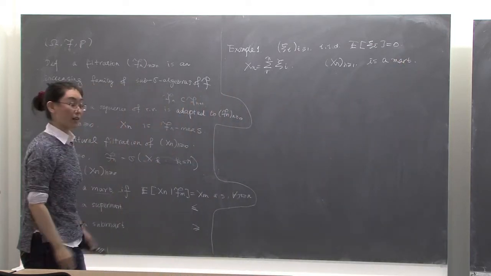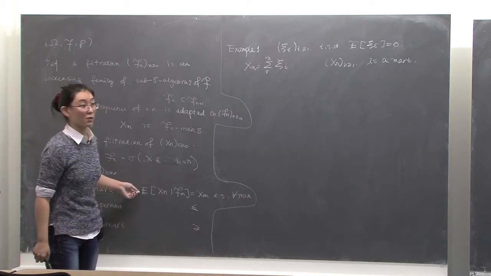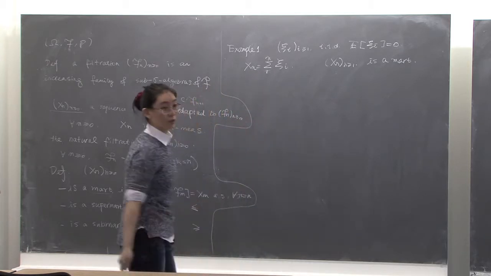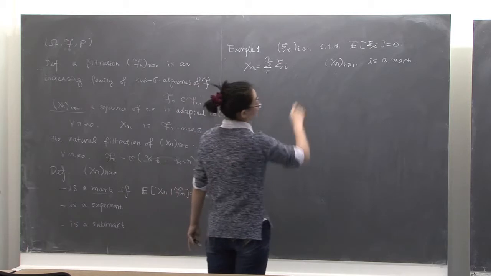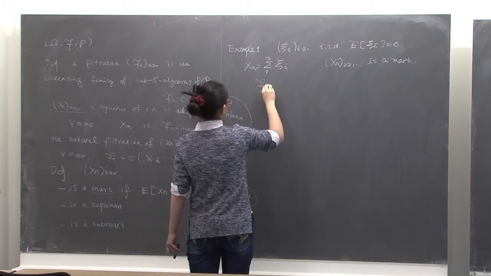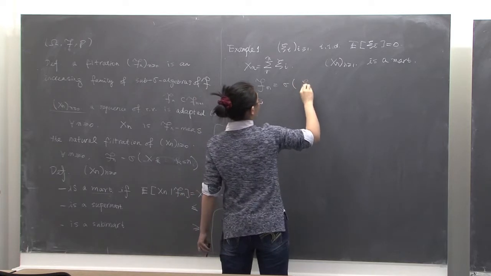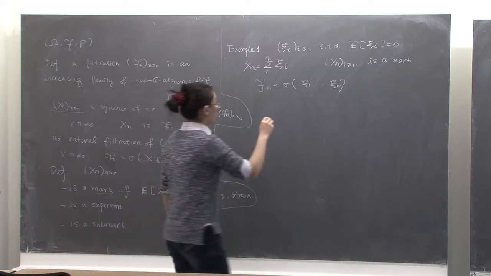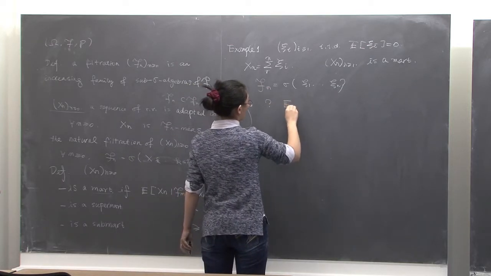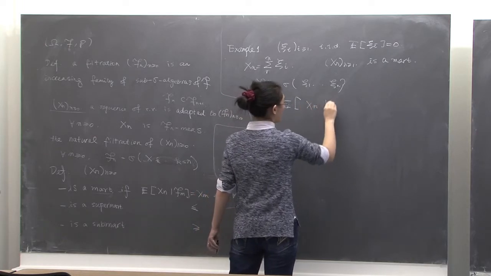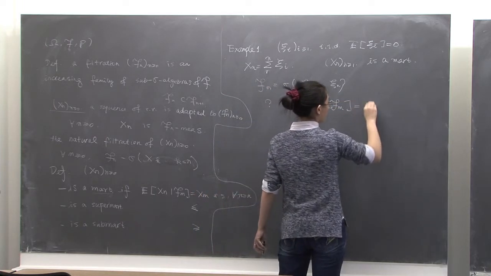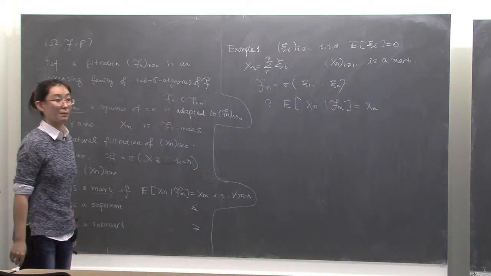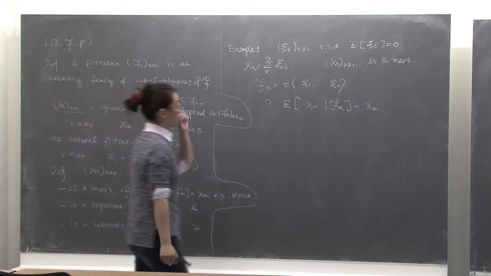In order to check it is a martingale, we only need to check that it satisfies the relation here. Of course, we usually choose the filtration as the natural filtration generated by the sequence of random variables. So now our filtration Fn is all the information of ξ up to time n. We need to prove that the conditional expectation of Xn given Fm equals Xm. So why is this true?